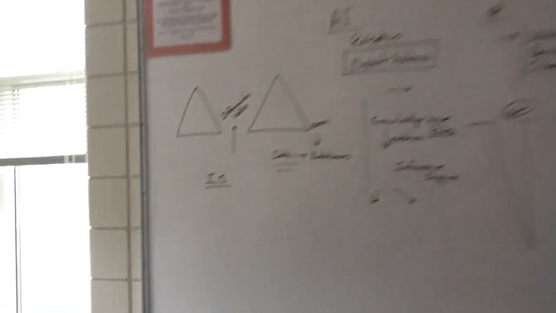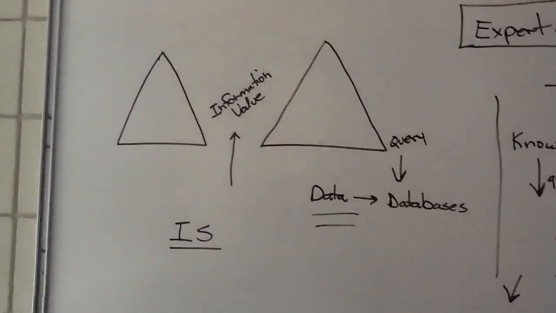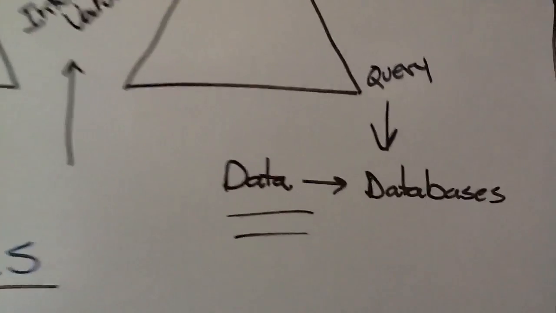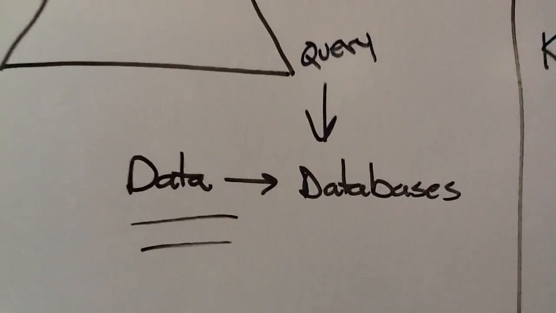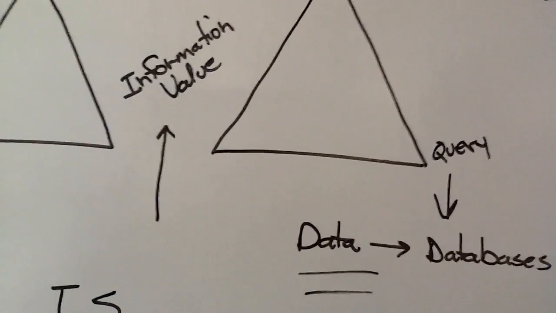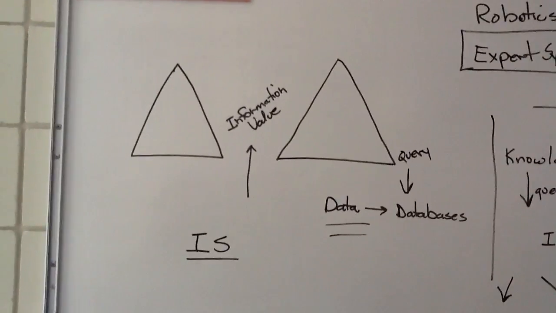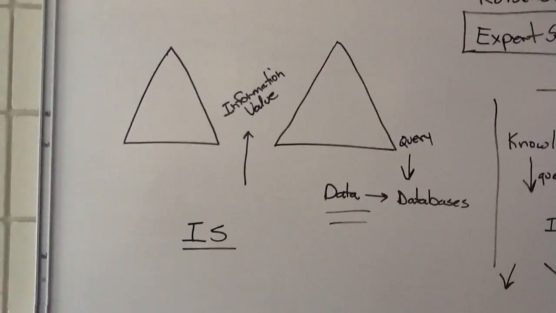All right, so again, talked about information systems. We have data stored in databases. We're able to take that information in some type of a query and pull out what has value to us.